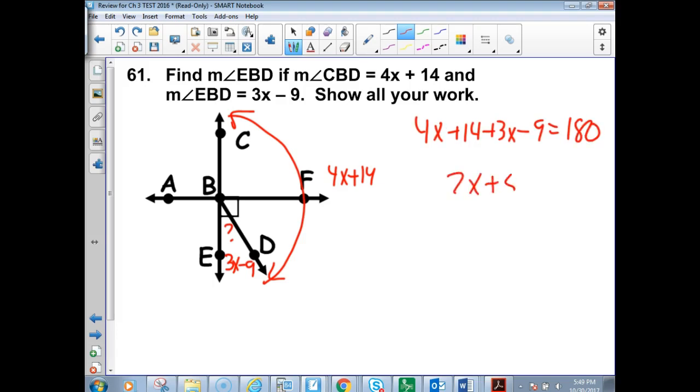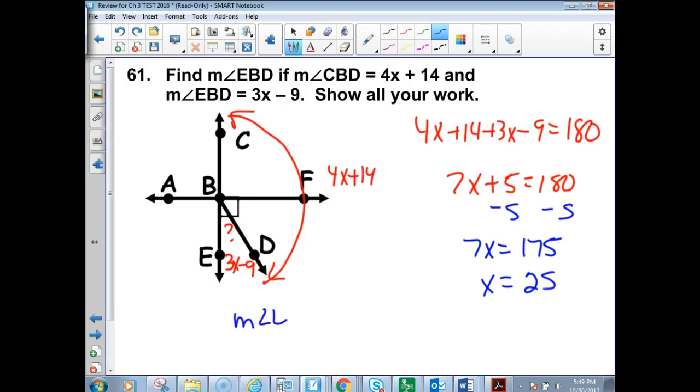7x plus 5 equals 180, I simplified. Now I would subtract 5 from both sides. I get 7 times x is 175. So that's 25. Yeah, 25. There are 7 25s in 175. Now it did say to find EBD, so we're not done. To measure angle EBD, we've got to plug back in. 3 times 25 minus 9 is 75 minus 9, so it's going to be 66 degrees.